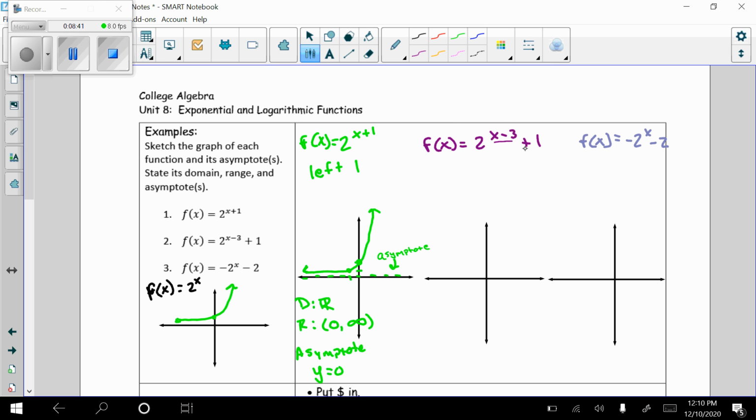If you have an h value grouped with your x, that moves it left or right. So in this case, right 3. And then a constant in the back moves it up or down. So this will shift it up 1. And so we know that this goes through 0, 1 originally. We're going to go to the right 1, 2, 3, and then up 1. And that's where our new coordinate will be for this function.